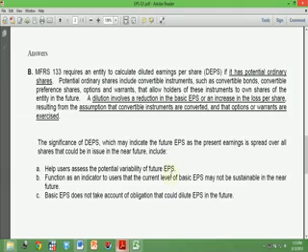The significance of calculating the diluted EPS: first, it helps users to assess the potential variability of future EPS, as well as function as an indicator to users that the current level of basic EPS may not be sustainable in the near future. And third, basic EPS does not account for obligations that could dilute EPS in the future. Okay, I think with that, thank you so much.